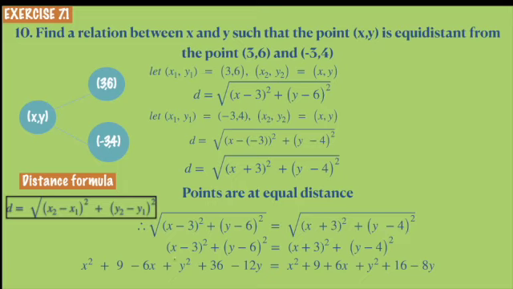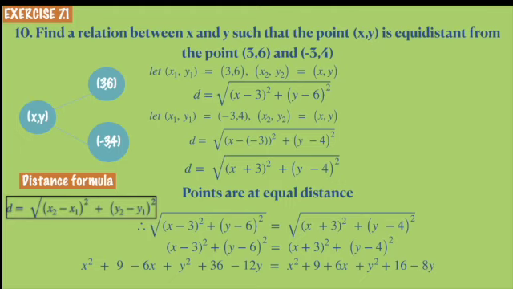Now (x minus 3) whole square is a square plus b square, that is 3 square, 3 square is 9, minus 2ab means minus 6x. So (x minus 3) whole square can be written as x square plus 9 minus 6x. (y minus 6) whole square can be written as y square plus 36 minus 12y. Then (x plus 3) whole square is a square plus b square plus 2ab: x square plus 3 square plus 6x, that is x square plus 9 plus 6x. Again, a minus b whole square, (y minus 4) whole square, is y square plus 16 minus 8y.